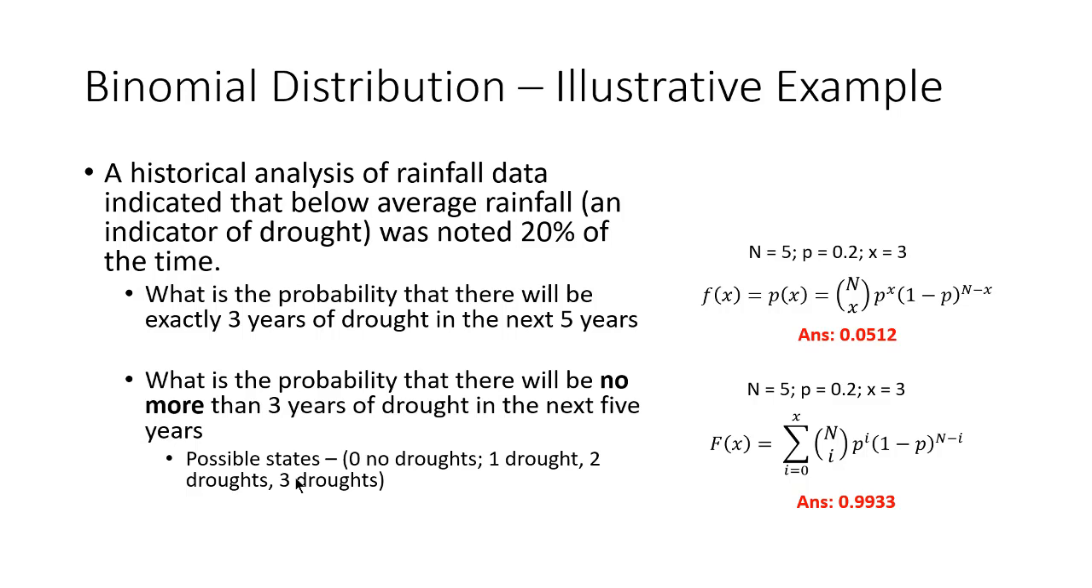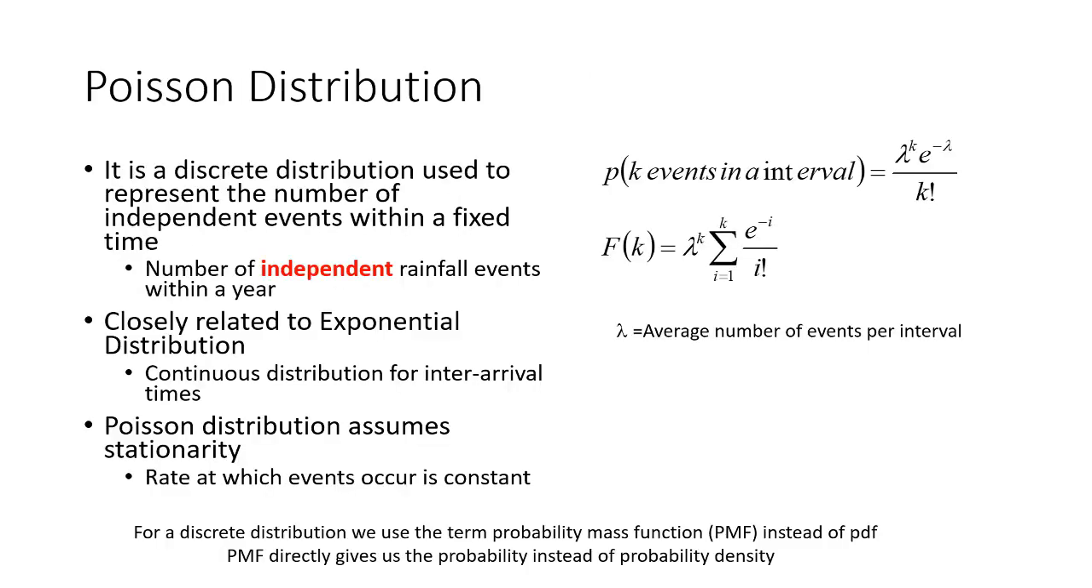So no more than 3 years of drought means you cannot have 4 years of drought or 5 years of drought, but you can have 0 years of drought, or 1 year of drought, 2 years of drought, or 3 years of drought. So here again, my x is 3, p is 0.2, n is 5, but i goes from 0, 1, 2, 3, and if I do that, I get a value of 0.9933. So there is a greater than 99% chance that there won't be more than 3 years of drought. So the probability of getting 4 years or 5 years of drought is fairly small.